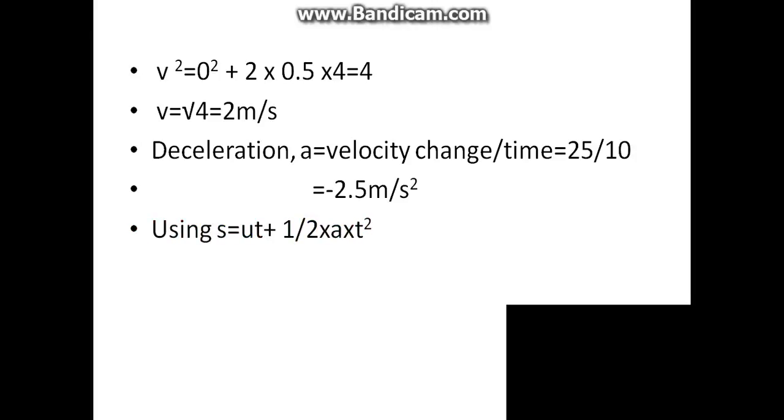Using s distance equals to ut plus half at squared, s is equals to 25 times 10 plus half times minus 25 times 10 raised to power 2, which will give us 125 meters.